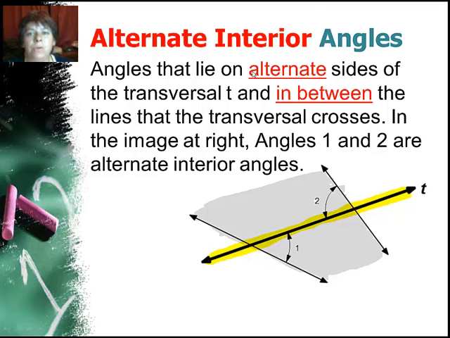So we have alternate sides of the transversal. So it's going to be on, one will be above, one will be below in this case, and in between the other 2 lines. So here I picked angle 1, and then since I'm below the transversal here, I've got to go to the other side for angle 2.